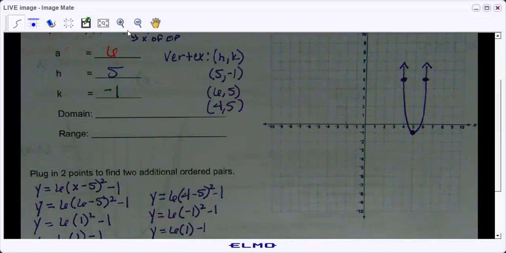Okay. Are there any questions so far on how to do this part? This was a lot of information. Okay, a lot of information. So any questions so far?